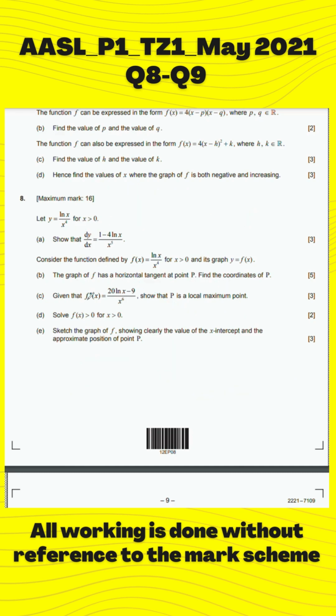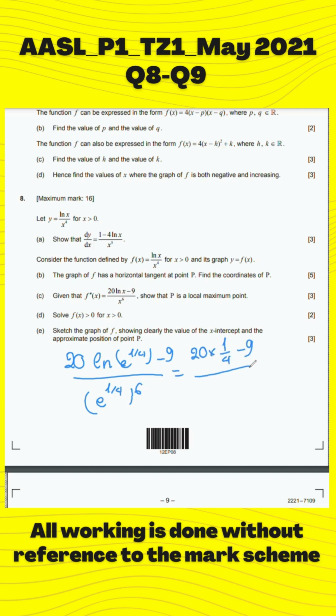Now, they give us the second derivative, so that P is the local maximum. So when we substitute the coordinates of P in, we expect the second derivative to be negative. So it will be 20 ln of e to the power 1 over 4 minus 9, over e to the power 1 over 4 to the power 6. So it will be 20 multiplied by 1 over 4 minus 9, over e to the power 3 over 2. This will be 5, so it will be negative 4 over e to the power 3 over 2. e to the power 3 over 2 is a positive number, so this fraction will be negative. So P is a local maximum.